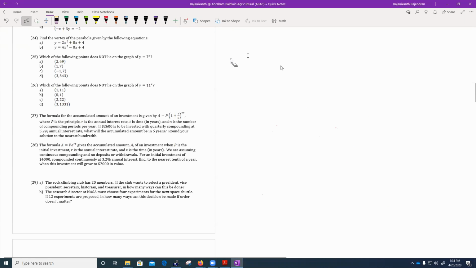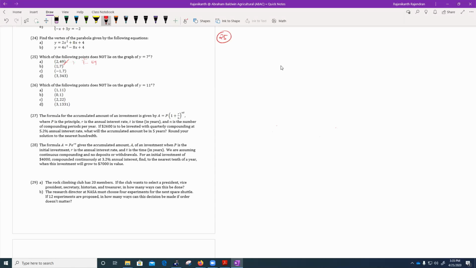Okay, question number 25. Which of the following points does not lie on the graph of y equals 7 to the power x? You simply plug x values into your formula and check whether you are getting the y value, right? So if x is 2, plugging 2 here, 7 to the power 2 should give you the y value. Yes, 49, coming correctly. Yes, this is lying on the graph, on the curve. So now here x is 1, right?